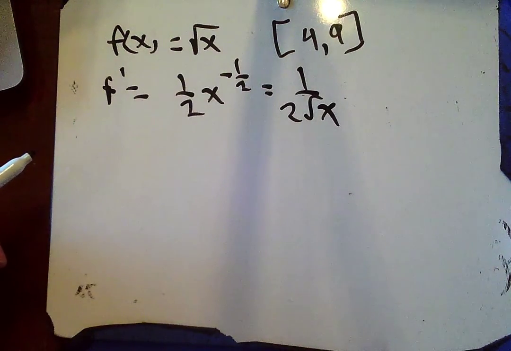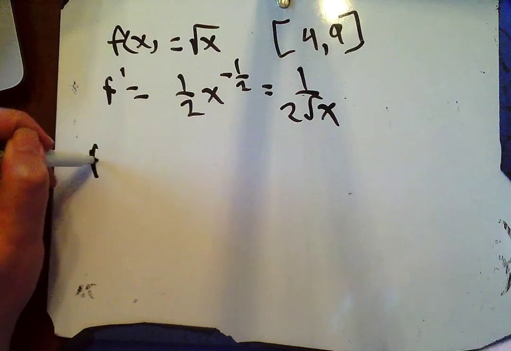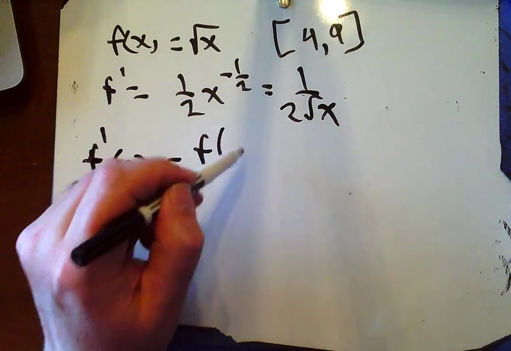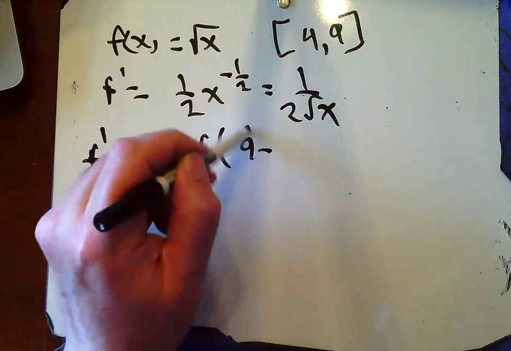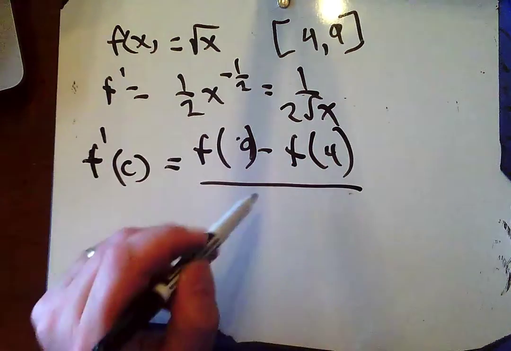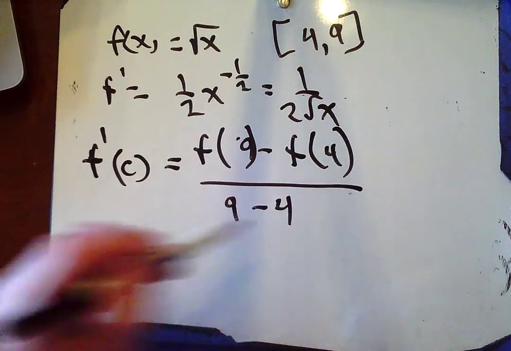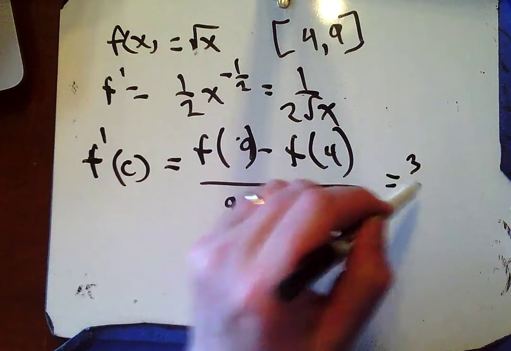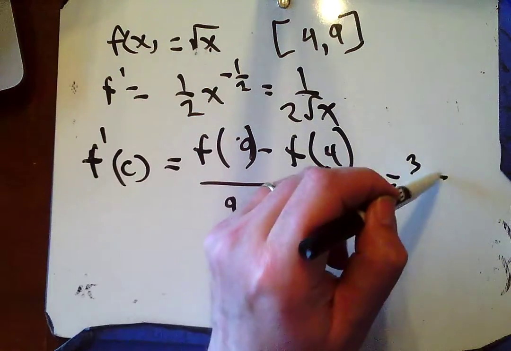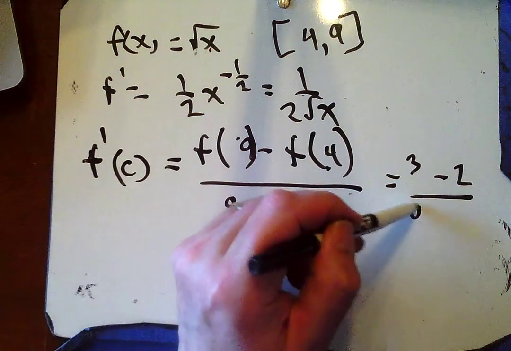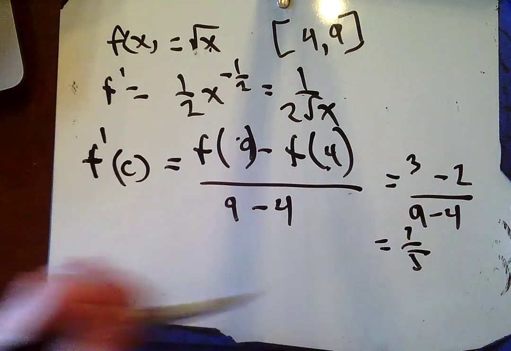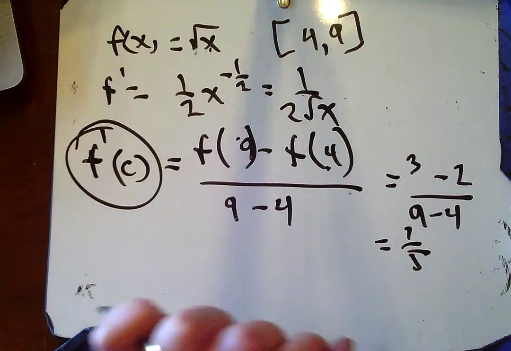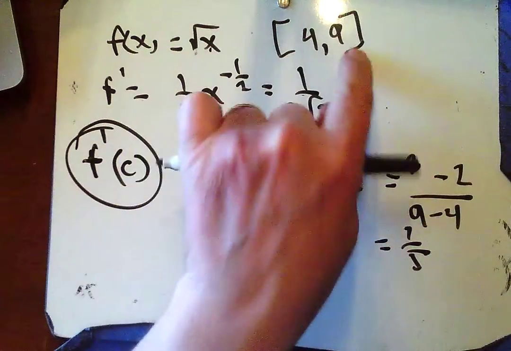Now all we have to do is remember what the mean value theorem said. It said that the slope of the tangent at some point must be equal to the slope of the secant between 2 points on the graph. So f of 9, plug a 9 in there, I get 3. F of 4, plug a 4 in there, I get 2. Over 9 minus 4, so I get 1/5. So what I know is f prime equals 1/5 at least once on this interval.